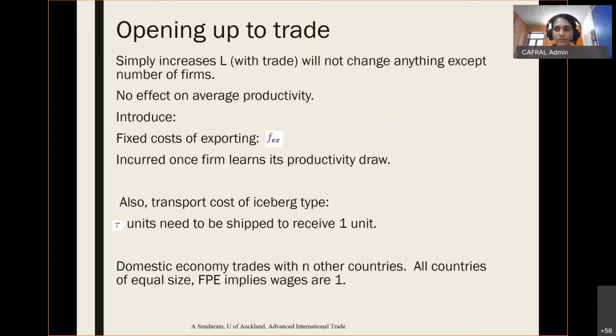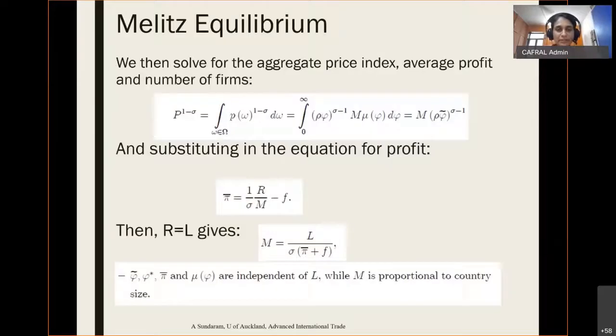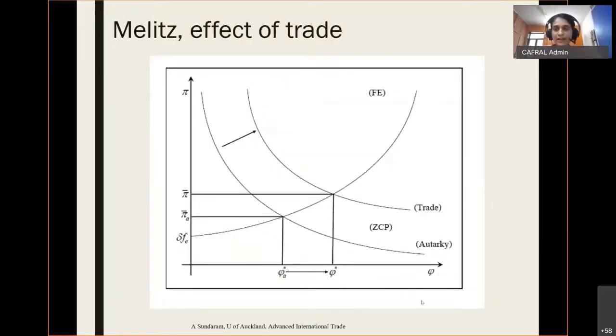So that was the autarky situation. All you need to remember here, I know there's a lot going on, but remember the graph, right? So we had the free entry condition: firms look at their expected discounted profits and see whether that is equal to the entry cost, right? So they're going to cover that entry cost. That's the entry condition. And then you have the ZCP condition. These two will determine phi star and pi bar. Once those are determined, you just plug in and solve for all the other equilibrium values.